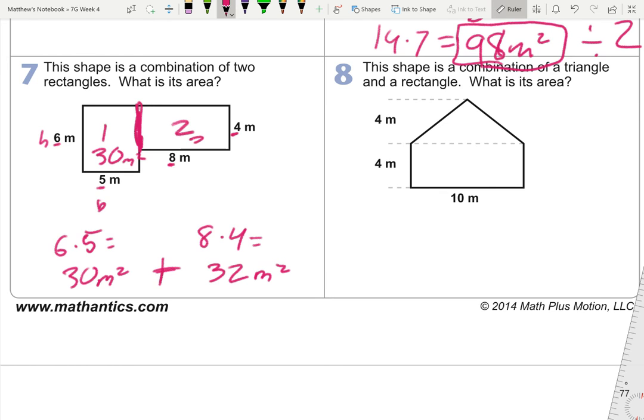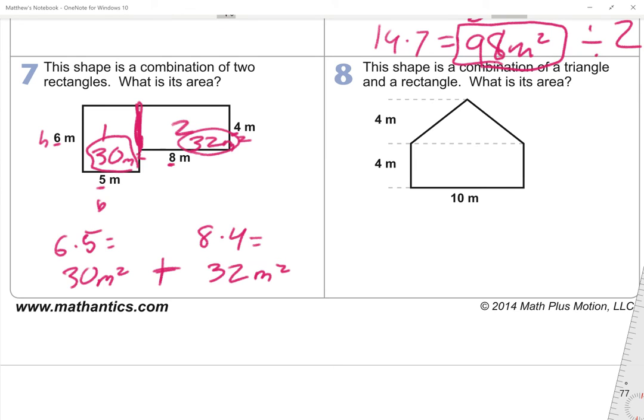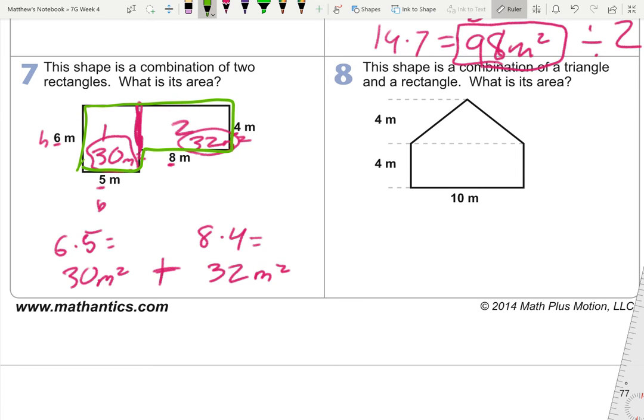because when you think about it, if this rectangle is 32 meters squared and this rectangle is 30 meters squared, if I add the 2 lengths together, it's going to give me the area of this entire rectangle here. All right, so that's going to give me 62 meters squared. And then we can move on to the next problem.